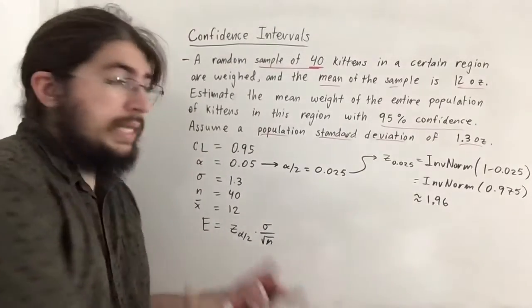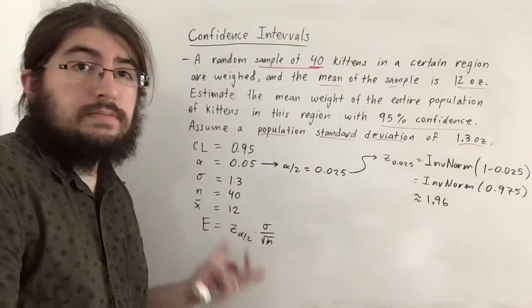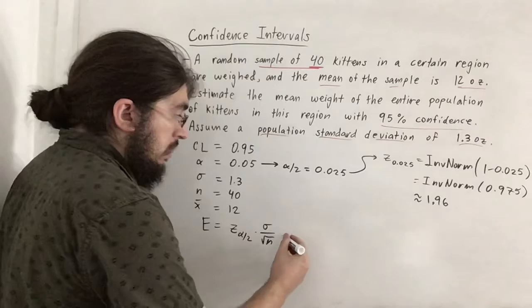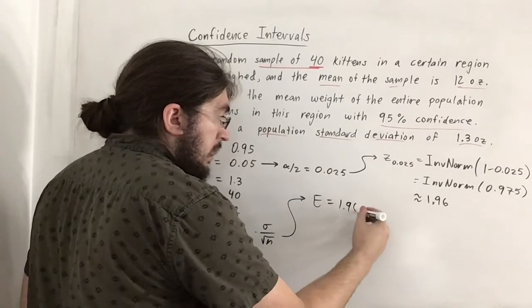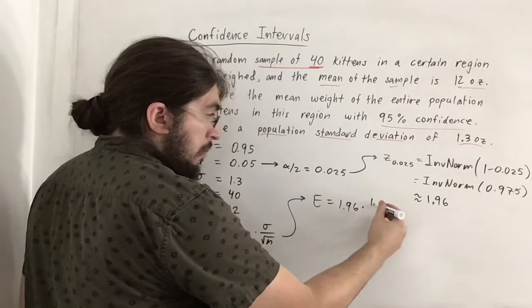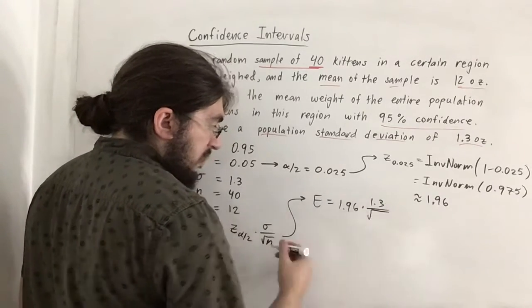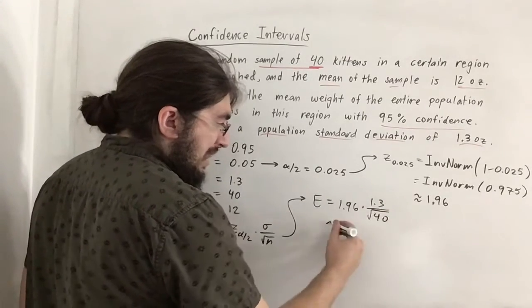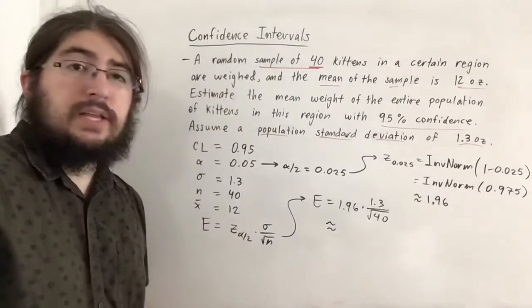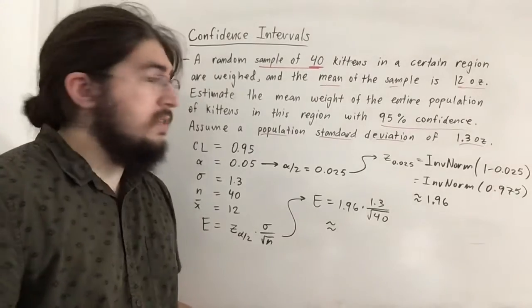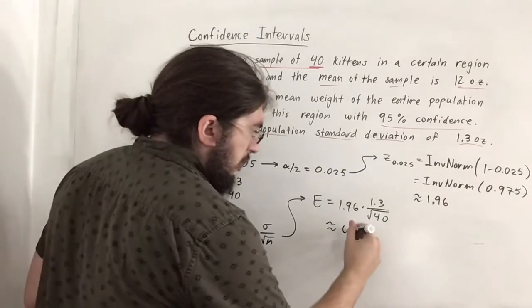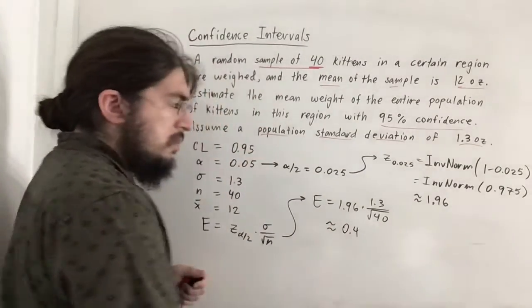Now we can plug these given values into the formulation for E. So E is equal to 1.96 times 1.3, which is sigma, divided by the square root of the sample size, 40. I'm going to calculate this off screen with my calculator, and let's see what we get. Okay, my calculator gave me 0.4028, but I'll just round this to 0.4.